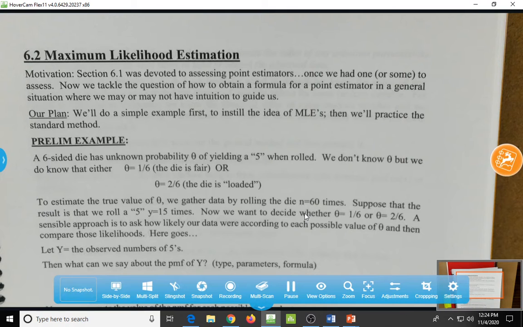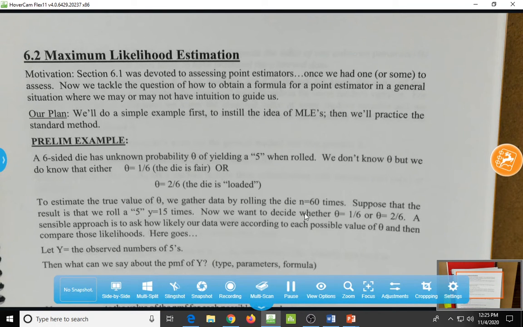So I have a fair die, and the probability of coming up a 5 is 1/6. And I have an unfair die that comes up 5 with probability 2/6. Okay, you got the idea? Fair and loaded, 1/6, 2/6. I don't know which it is, but I know theta is either 1/6 or 2/6. So what I do is I roll it 60 times.